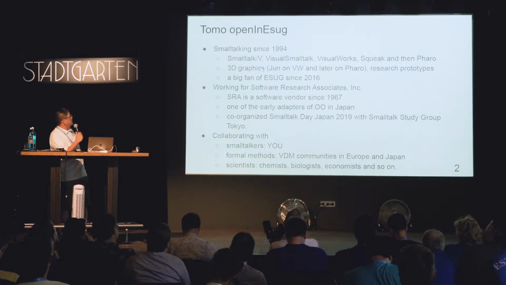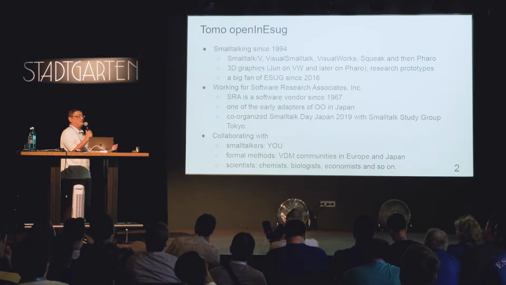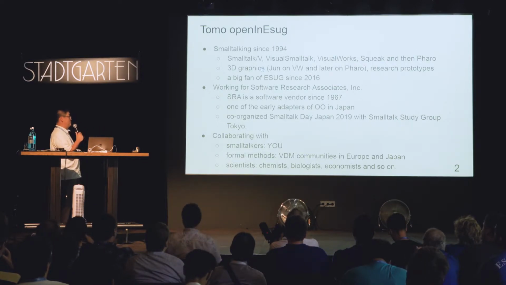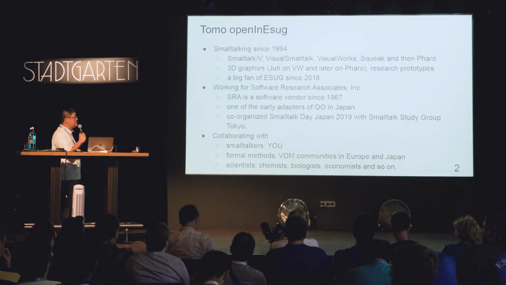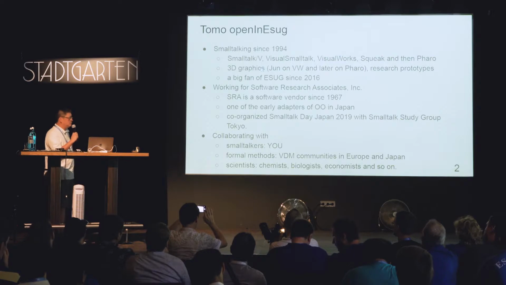So my company, Software Research Associates Inc., has a little confusing name. Sometimes people say research associates, so they think it's a non-profit research support group, but it's Inc. So we are business people. We are a corporation. Actually, we have been doing software development business since '67. It's a little before I was born, actually. Also, we were one of the earliest adopters of Smalltalk in Japan.